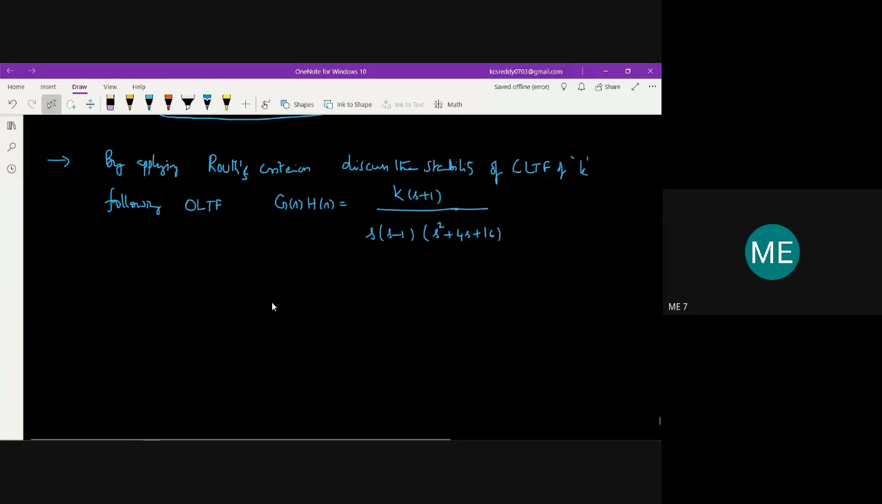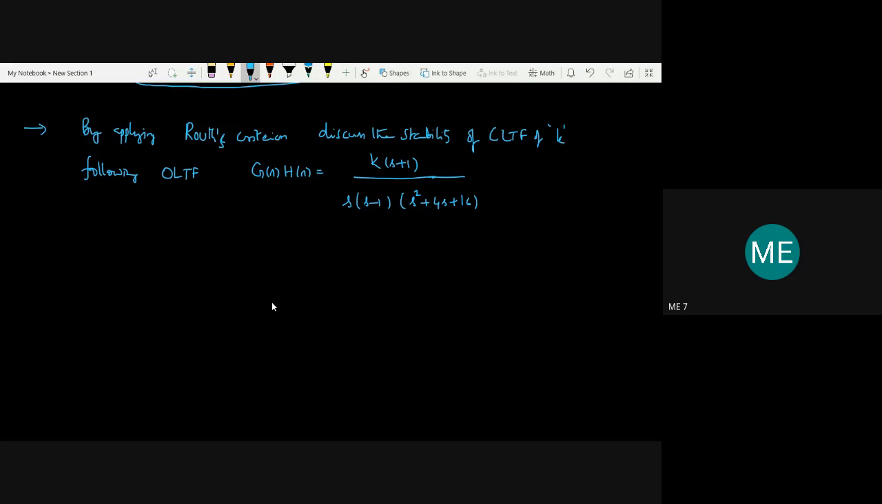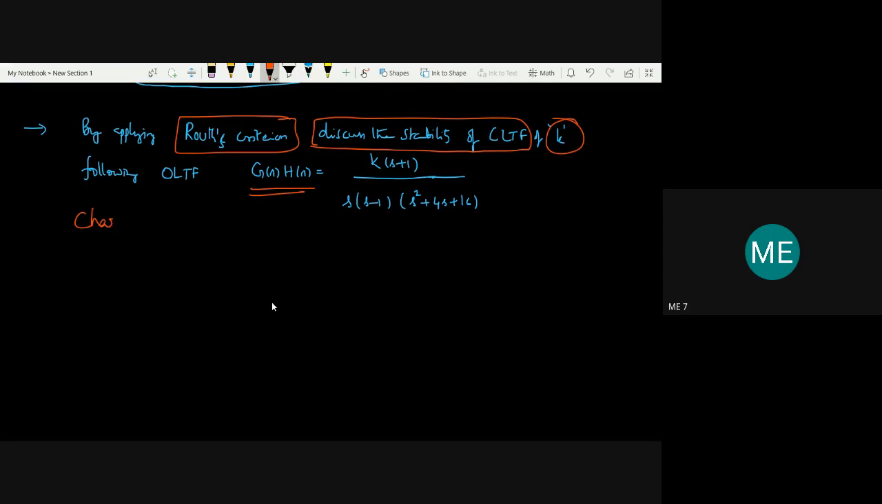So we need to find out the stability of the closed loop system. Discuss the stability here is asking about the stability of this closed loop transfer function for the range of values of k. But he has given this open loop transfer function. So if I want to use the Routh criteria, I need to have the characteristic equation. What is the characteristic equation?